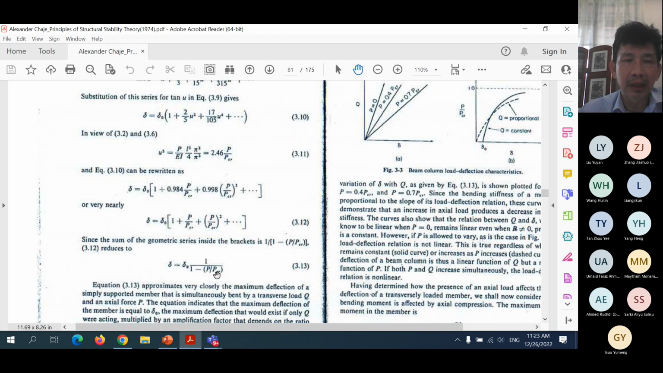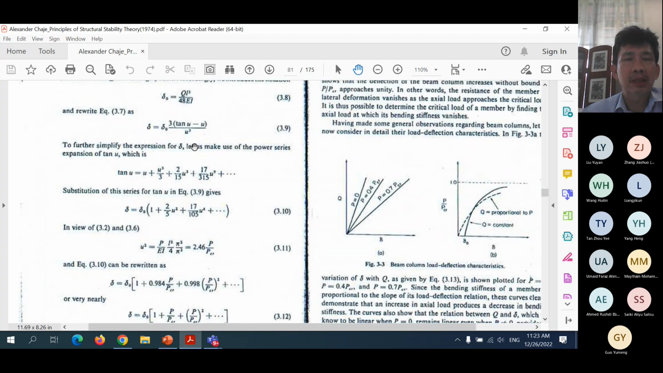And it is related to the ratio. So when we talk about what is the effect of P, we must look at how large is the magnitude of P relative to the P critical of that member. So that is shown clearly in these equations. And these are the manipulation process.